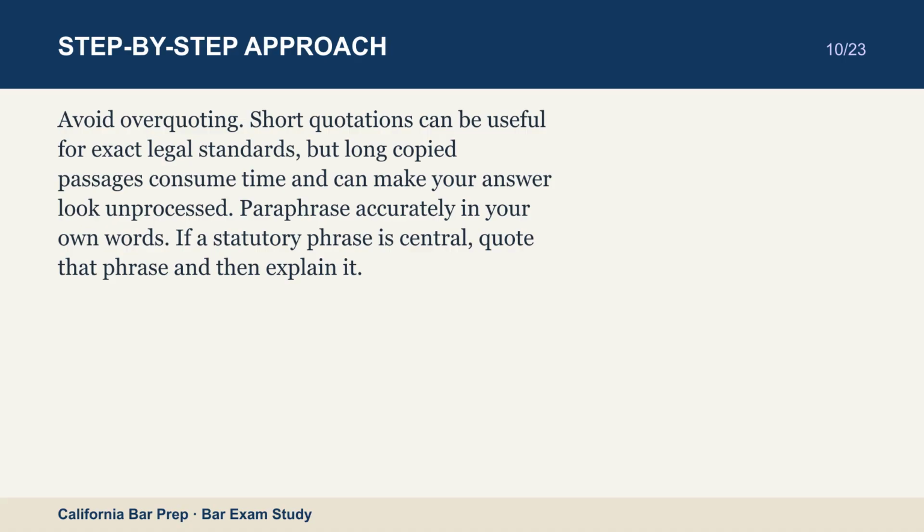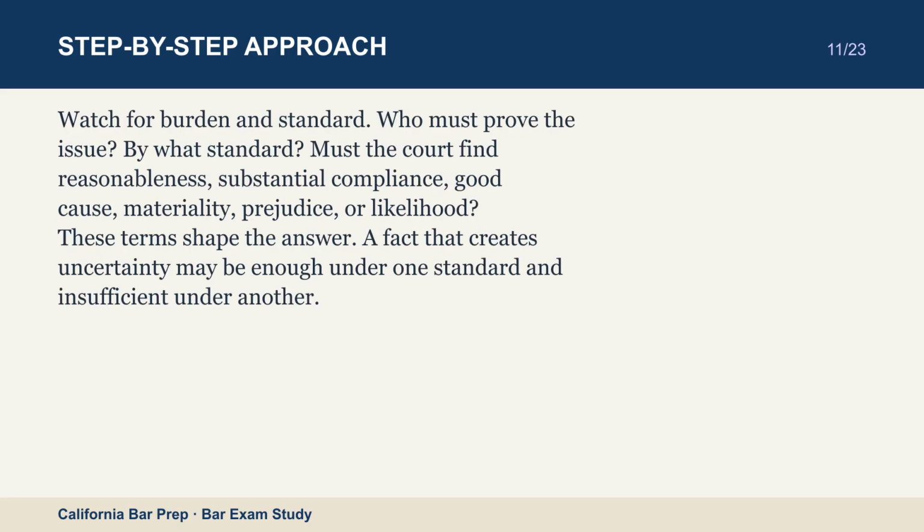Watch for burden and standard. Who must prove the issue? By what standard? Must the court find reasonableness, substantial compliance, good cause, materiality, prejudice, or likelihood? These terms shape the answer. A fact that creates uncertainty may be enough under one standard and insufficient under another.